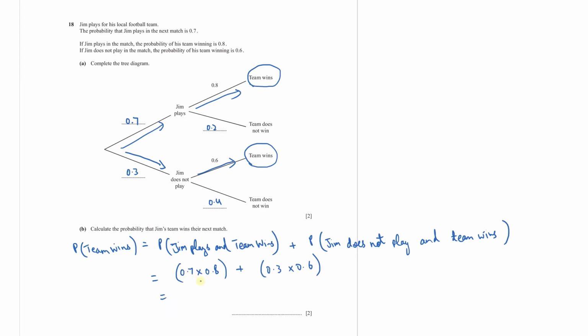So 0.7 times 0.8, 8 times 7 is 56. So this will be 0.56 plus this will be 0.18. If you add them together, you get 0.66 plus 0.08 will be 0.74. So this is the probability that Jim's team wins their next match.